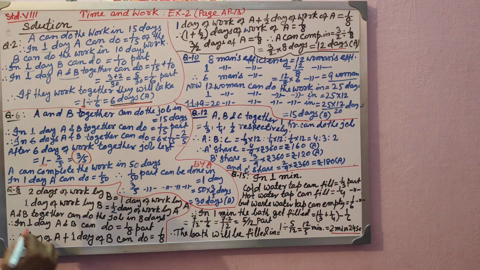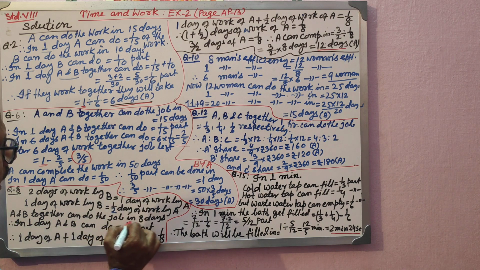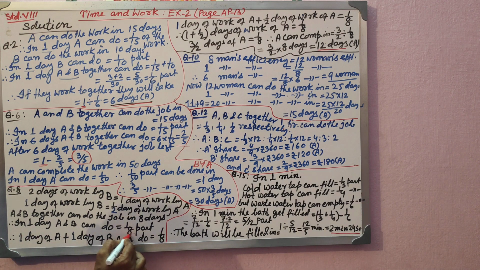Okay, very good. Now, A and B together can do the job in 8 days. So, A and B in 1 day can complete how much? 1 by 8 part. Could you understand? A and B together can do 1 by 8 part. In 1 day, A and B together can do 1 by 8 part.